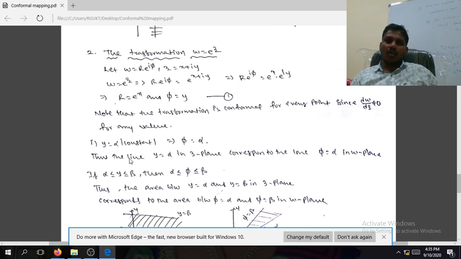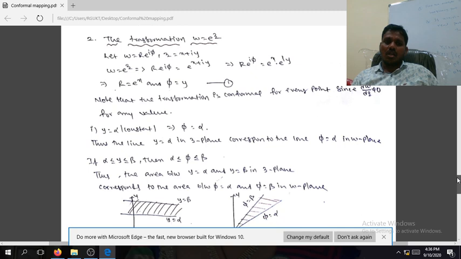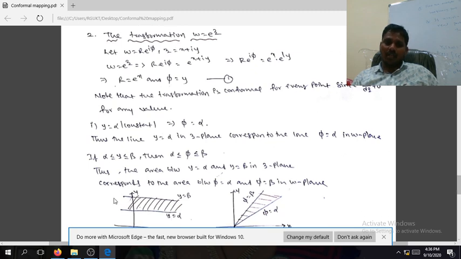y is equal to alpha. If I take y is equal to alpha, it is nothing but a horizontal line. Then y is equal to alpha, phi is equal to what? Alpha. And y is equal to beta, phi is equal to beta. One more case: y lies between alpha and beta, alpha less than or equal to y less than or equal to beta. If I take y is equal to alpha, phi is equal to y, so phi is equal to alpha. y is equal to beta, phi is equal to beta.